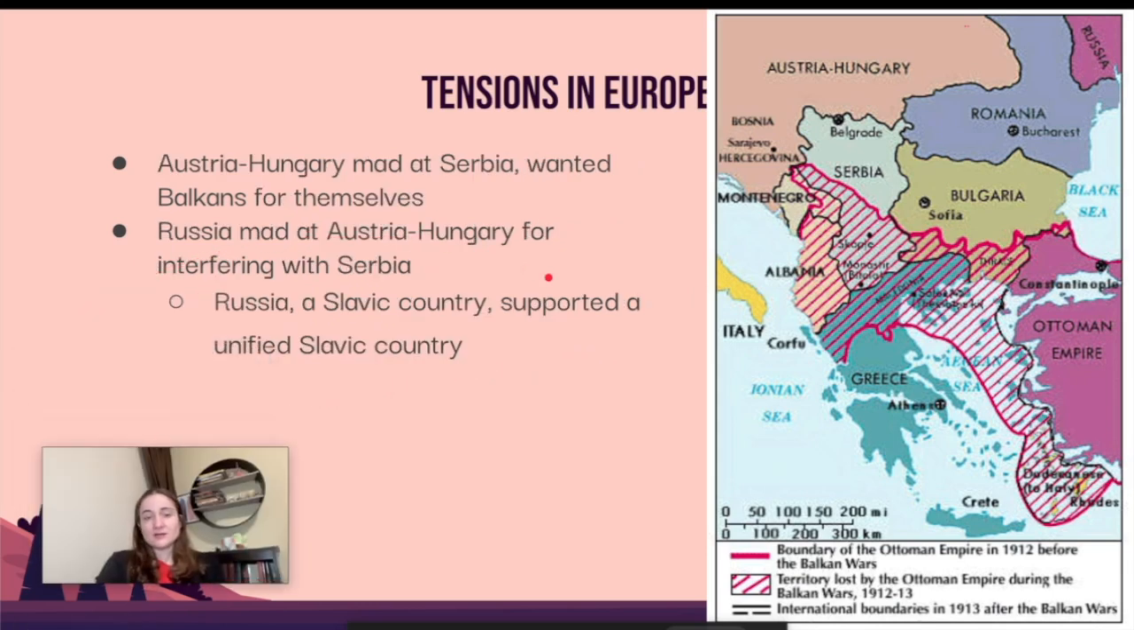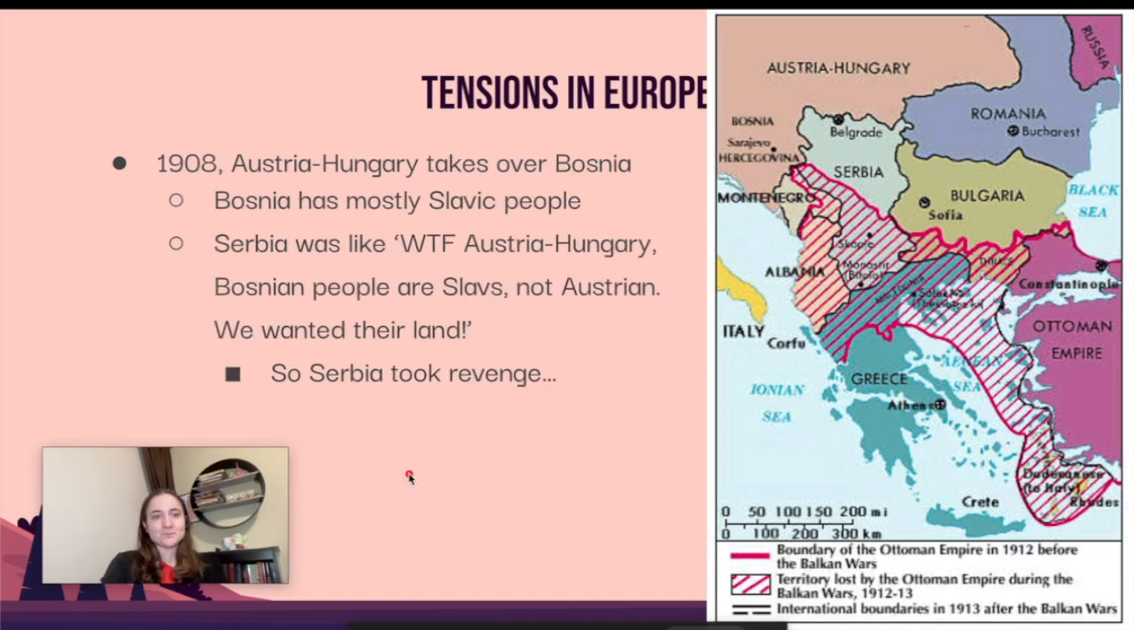Austria-Hungary is really, really mad at Serbia because Austria-Hungary does not want all these countries to unite. Austria-Hungary wants to take over the Balkans for themselves. Russia, which is right up here, is really mad at Austria-Hungary for interfering with Serbia. Russia, which is also a Slavic country, supported a unified Slavic country.